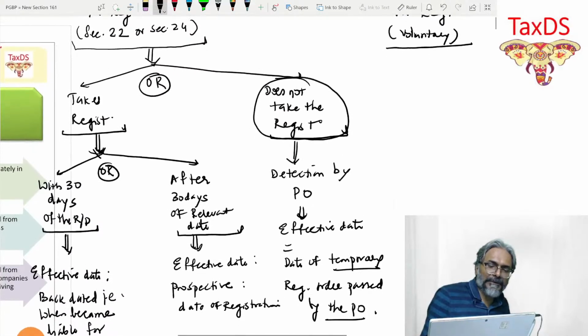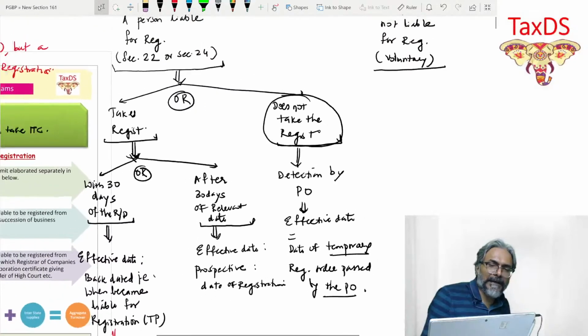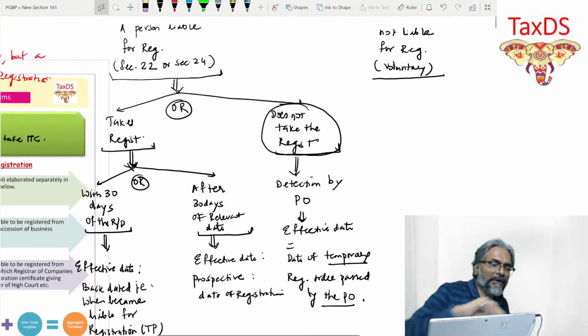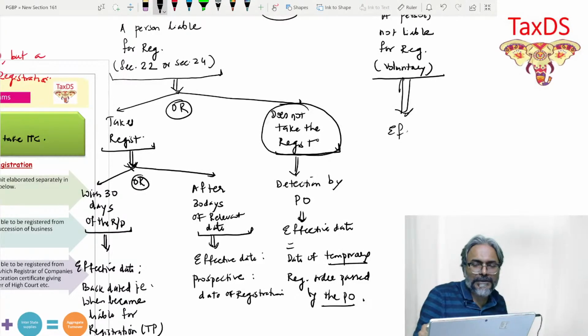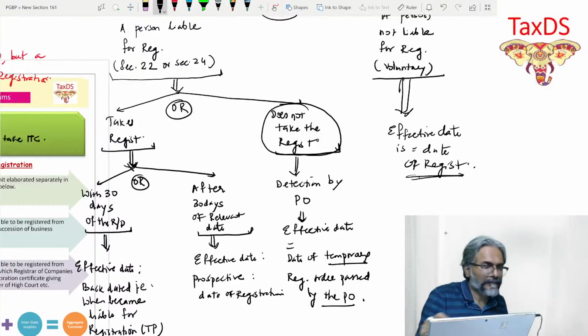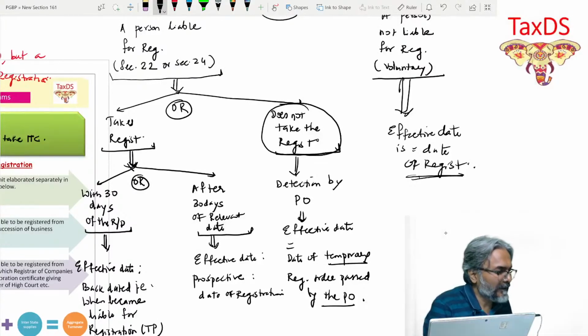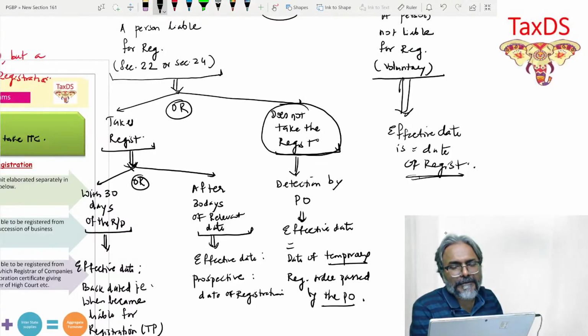And the last one, students, that you can see is about when it is a case of a person who is not liable for registration, which is the case of a voluntary registration. And for voluntary registration, students, the effective date is the date of registration itself. Is that point clear to all of you? The date of registration itself. I hope that every one of you is clear with this one.